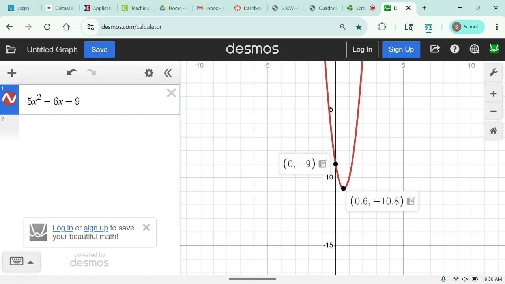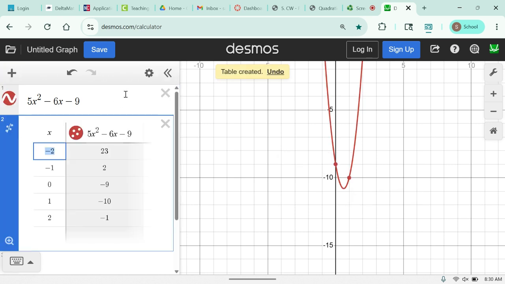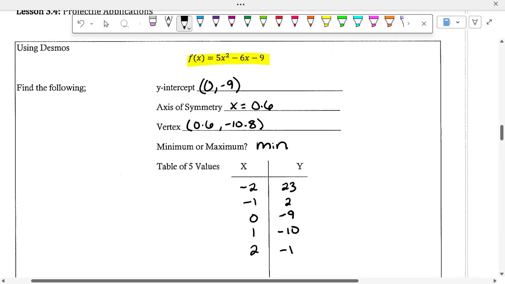All right. And then lastly, the table of values. All you got to do is hit that gear key, hit the table icon, and then just copy down that entire table because that's 5 values right there. All right, any questions on how I got all that stuff from Desmos?